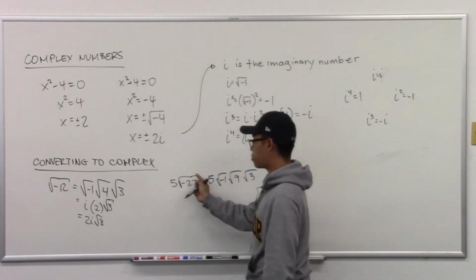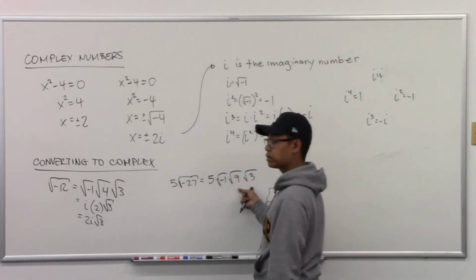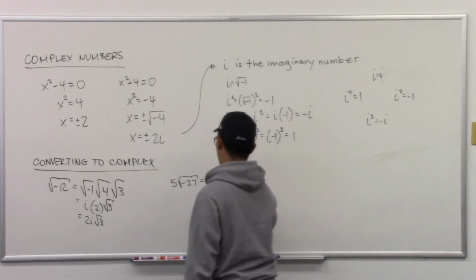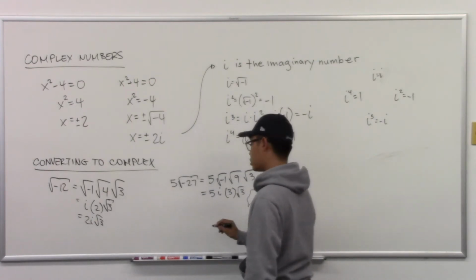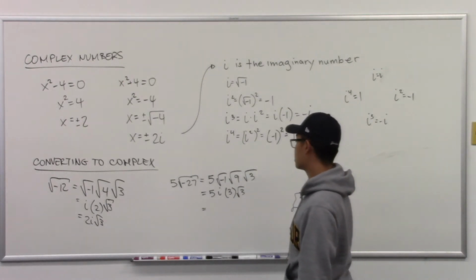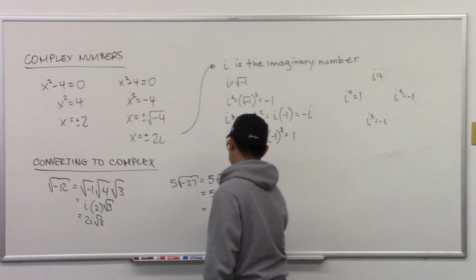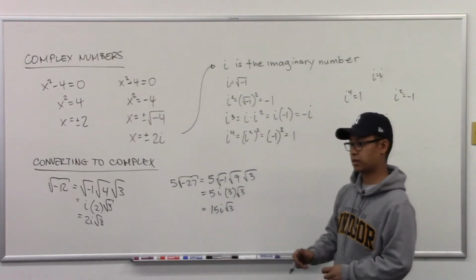So you always pull out the i part, and then you break down the radical like you normally would. Okay? So you end up getting 5i times 3 root 3. What's your final answer? Yeah, good.